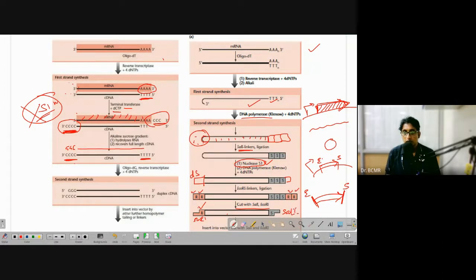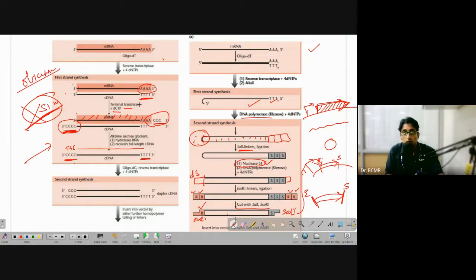And that could be cloned into a vector easily. This is the summary of what we have learned. We are going to learn a few more topics or protocols. So see the logical flow of the steps and try to remember the objective. Like I'm trying to describe here, the objective is not to use S1 nuclease and still be able to get double-stranded DNA. How is it achieved? That is the objective. And how is it achieved?